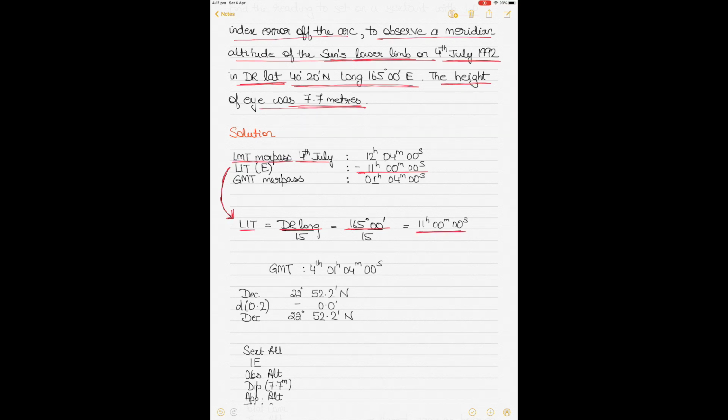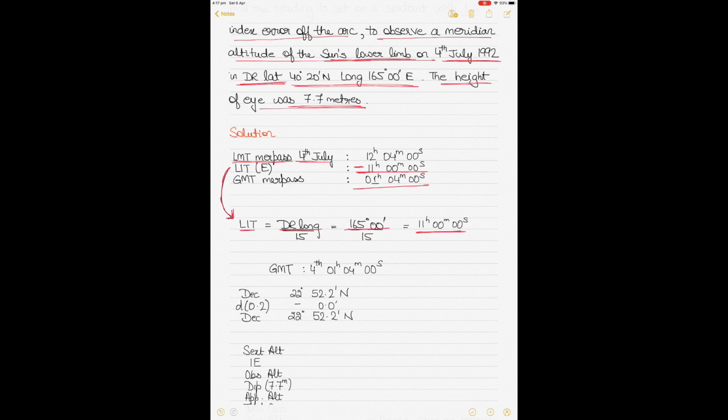Because it's east longitude, when longitude is east, GMT is least. That means GMT is behind you. So if your ship is in east longitude, the time on your ship will be more than the time at GMT. So the local mean time on your ship will be more than the GMT time somewhere around UK. As you move east, you add hours. So that's why your local mean time is more in the east longitude in comparison to the GMT. So that's why you will subtract the 11-hour correction of LIT and you get the GMT meridian passage.